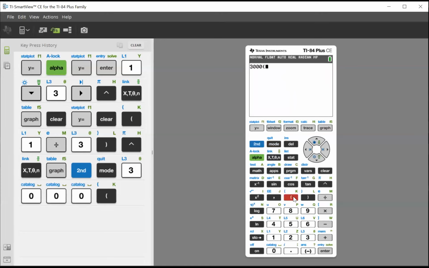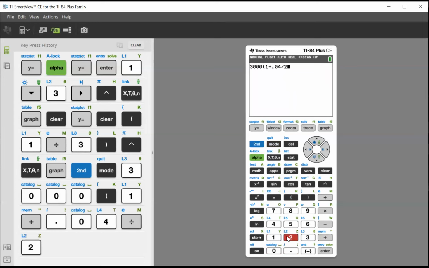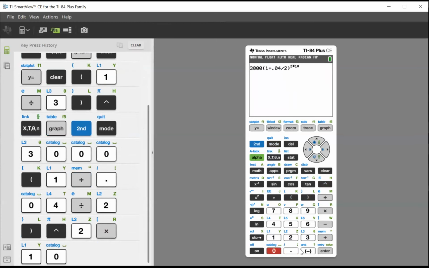And then parentheses, 1 plus 0.04 divided by 2. Close the parentheses and then get ready for the exponent, which was 2 times 10. All right, so y'all, we're going to hit enter and round this to 2 decimal places.